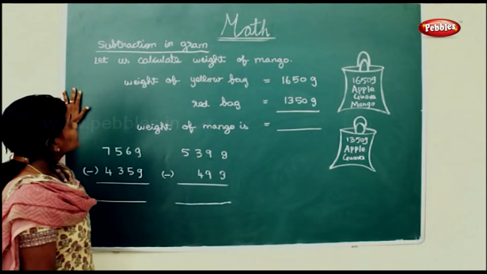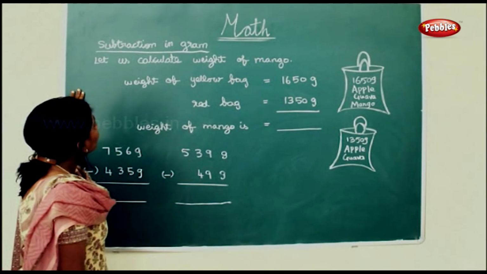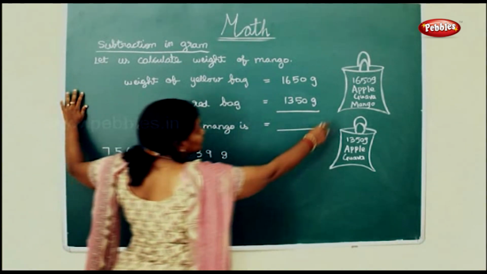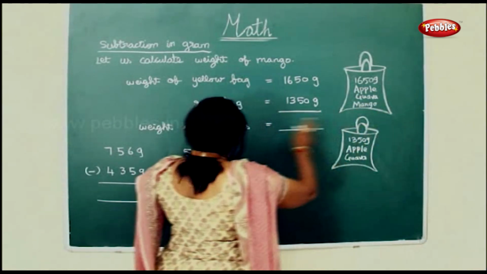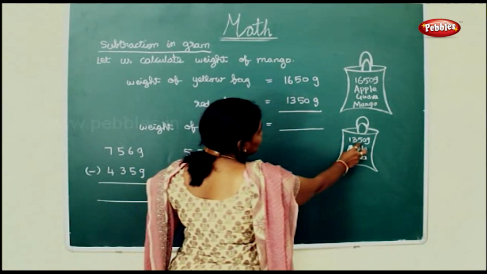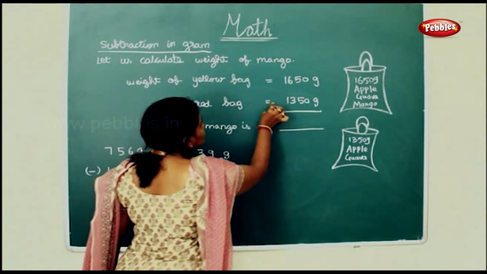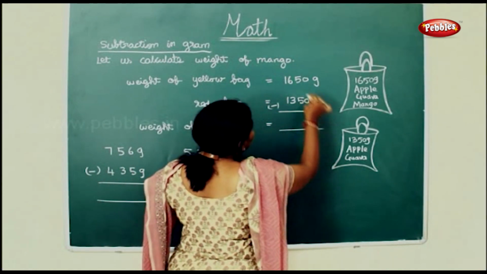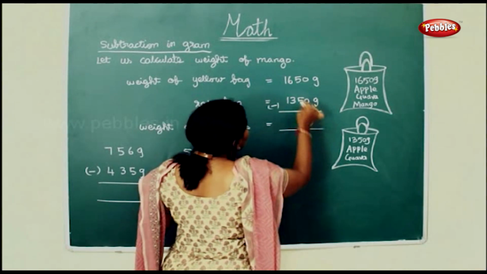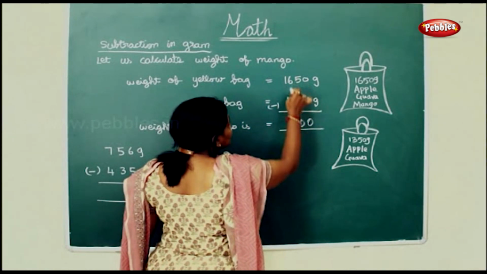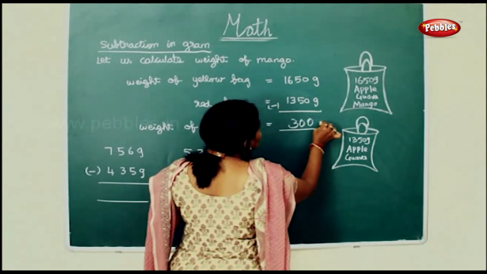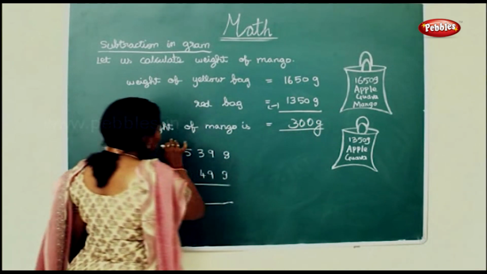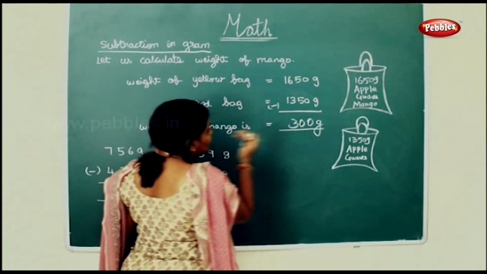Subtraction in grams. Let us calculate the weight of the mango. Weight of the yellow bag, 1650 grams. Weight of the red bag, 1350 grams. We'll have to subtract this to find the weight of the mango. 0 take away 0 is 0. 5 take away 5 is 0. 6 take away 3 is 3. So the weight of the mango is 300 grams.